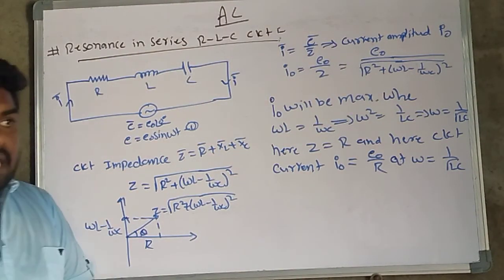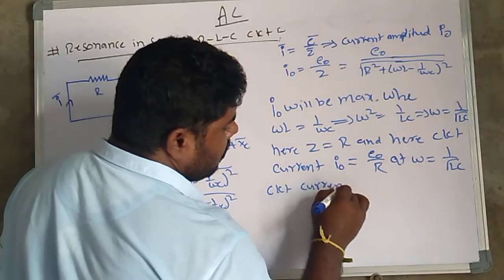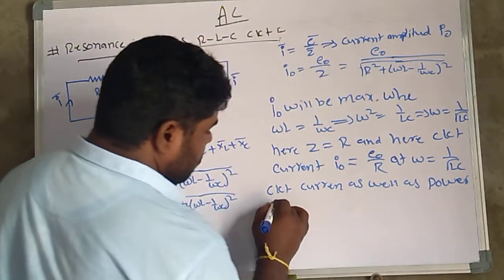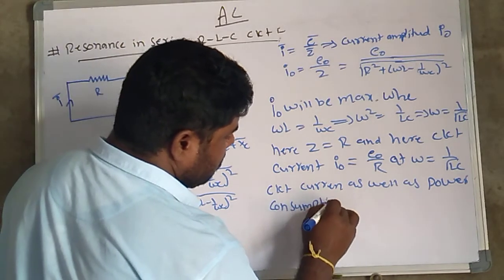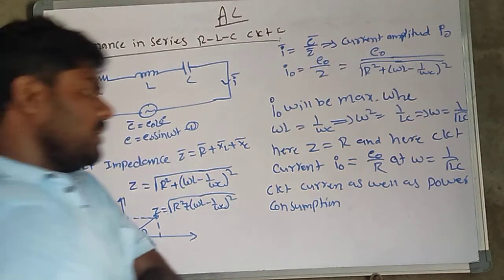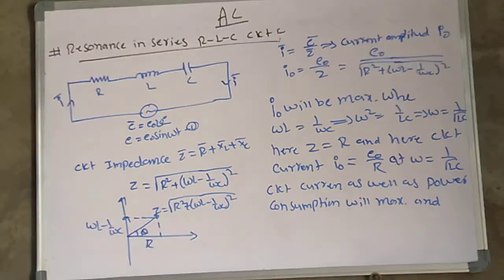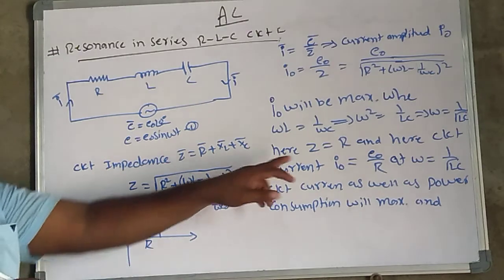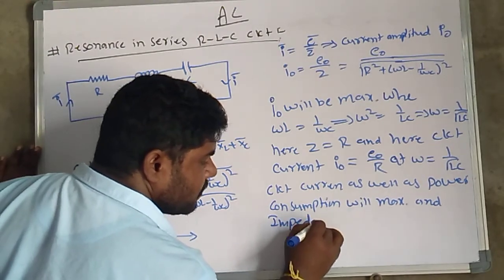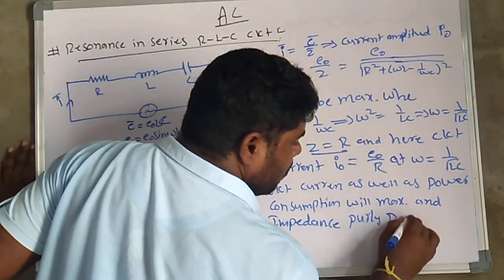So the circuit current as well as power consumption will be maximum, and this impedance we call purely resistive.